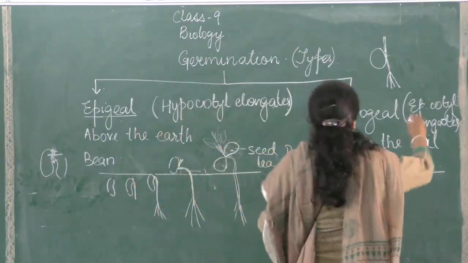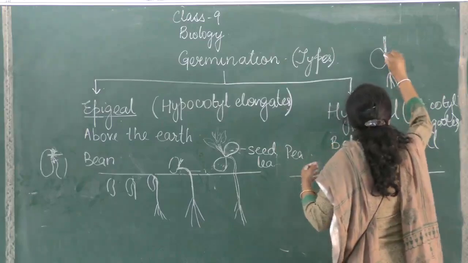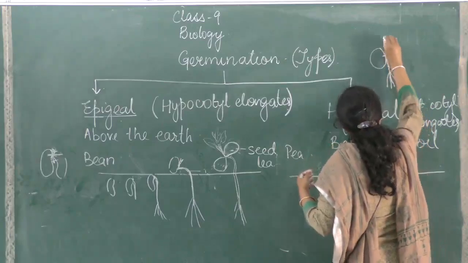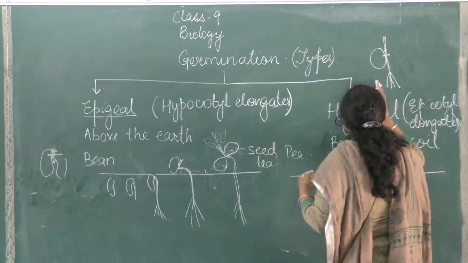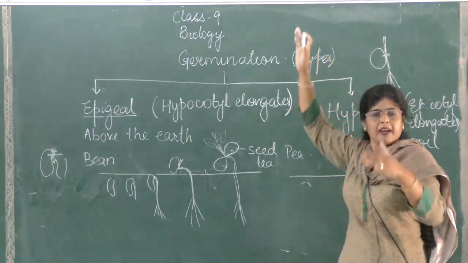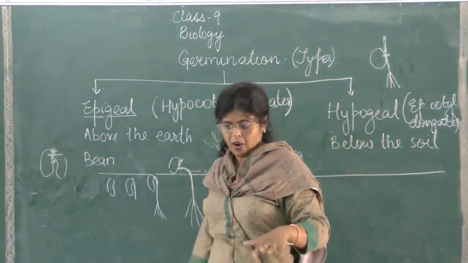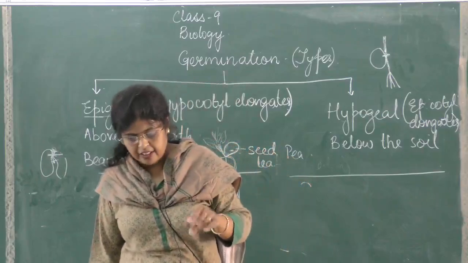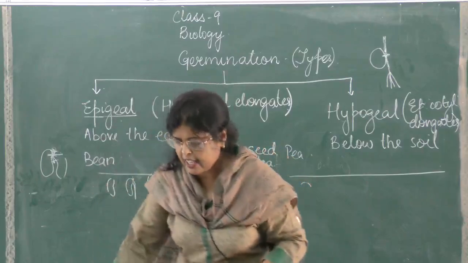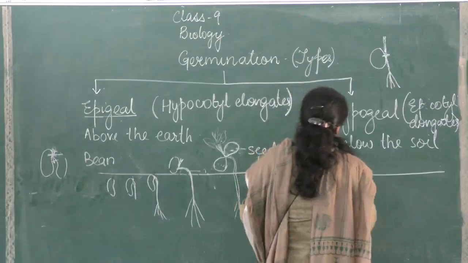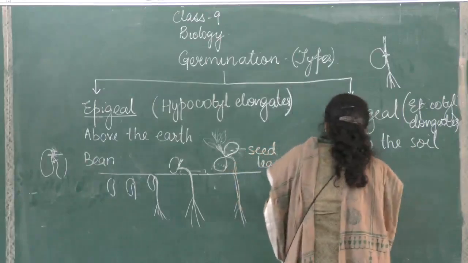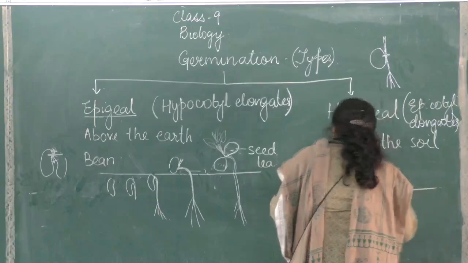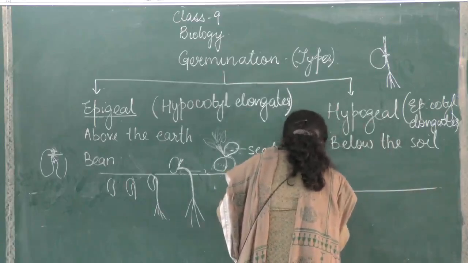Is it all right? But here what is happening? The portion above the cotyledon is elongating. So it is not pushing the cotyledon up. It remains under the ground. Is it clear? So here in this case, what do you see? Let us show it again. Here this is the pea seed. Pea seed, is it all right?